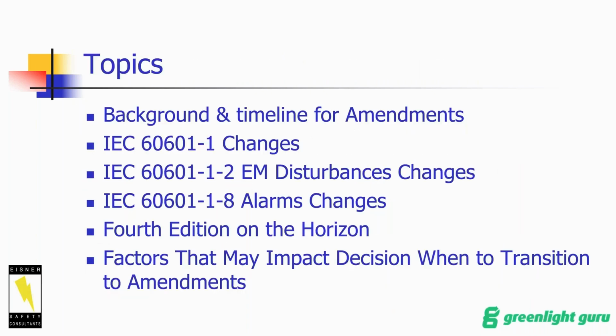So let's dive into the presentation. We can talk a little bit about background about what we're doing today with the amendments project and talk a little bit about the timeline, which was a pretty big project, but not as big as Amendment 1 of 601. And then we're going to talk about the changes for Amendment 2 of 60601-1, which is the general standard, or some call it the base.